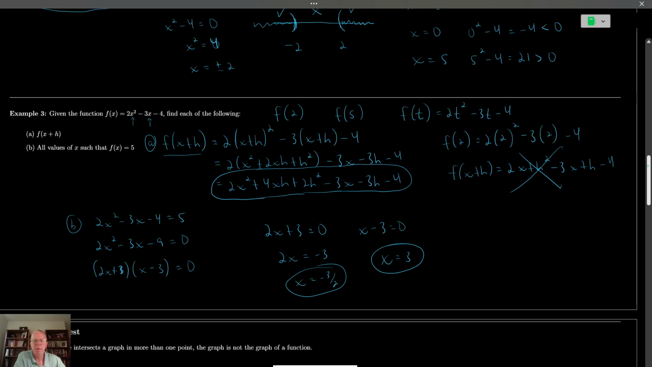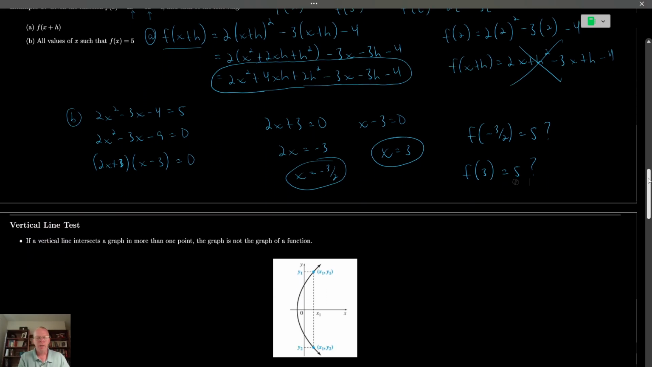So if you plug in, find f of negative 3 halves, you get 5. Find f of 3, you get 5. You can check this. This is how you would check the answer. So that should be true. And f of 3 equals 5. So if you want to check that, you can. And if you saw this on a test or a quiz where you can't see your answer and do it again, that's the way you would check it.